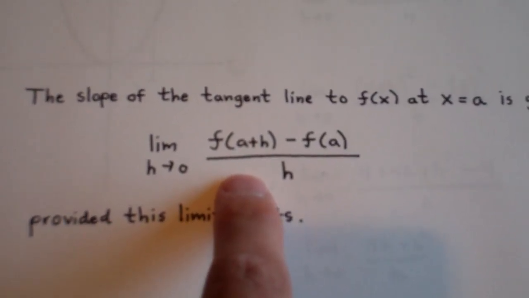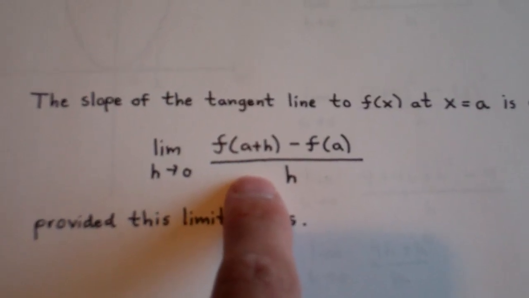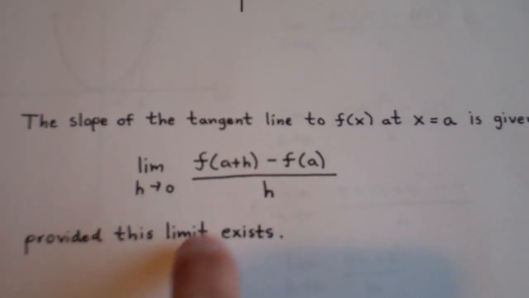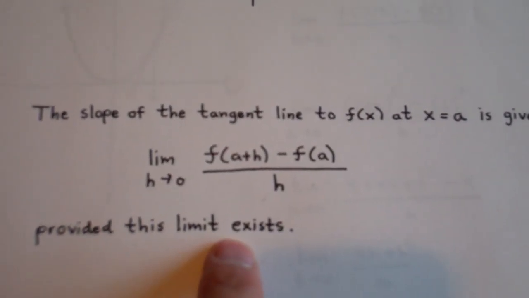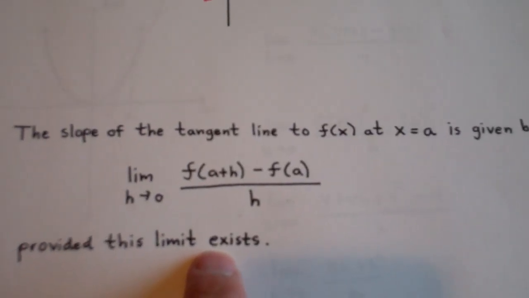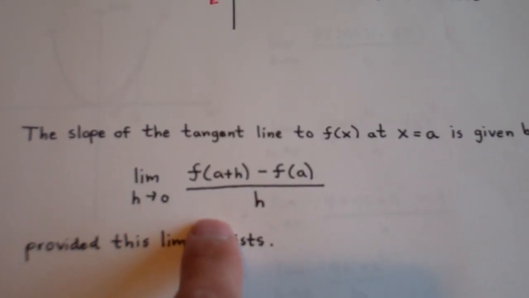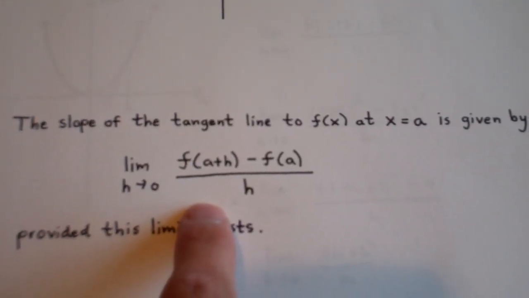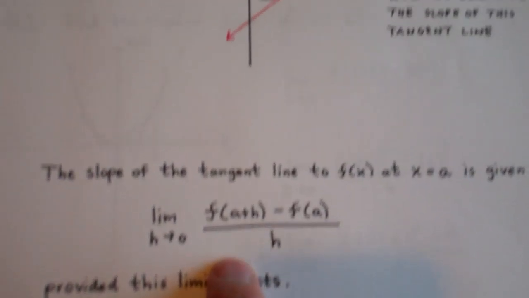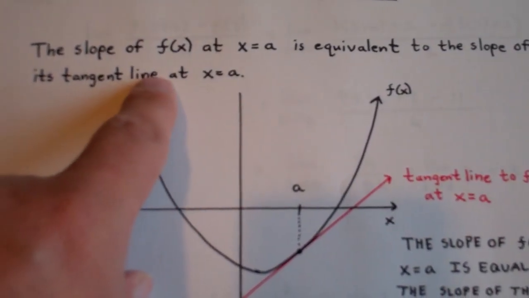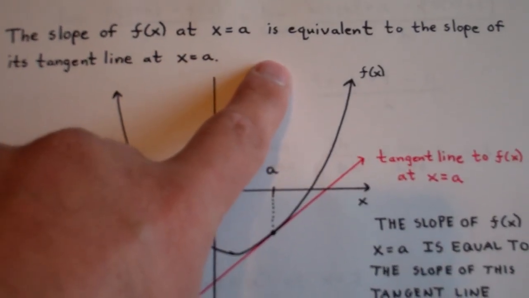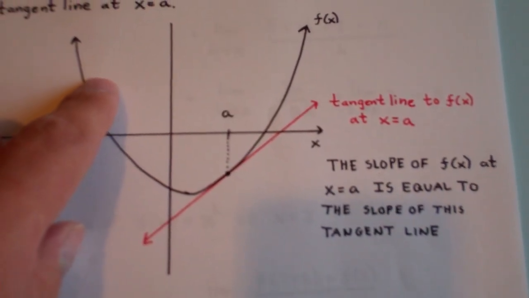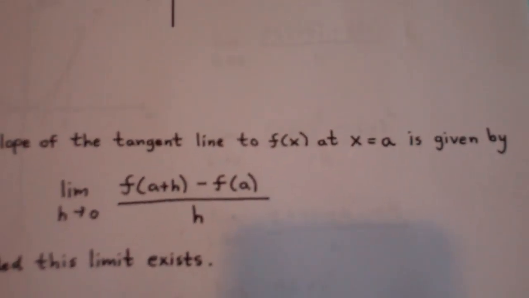And as I always tell my pre-calculus students, they're going to need to know how to evaluate these because it's necessary in calculus for finding the slope of a curve. And I also say here, provided this limit exists, because as we'll see in the future, there are some situations where this limit may not exist. Okay? So this is a formula for finding the slope of a tangent line to a function at any point. And as we set up here, the slope of a function at any point is equivalent to the slope of its tangent line at that point. Okay? So let's look at a sample problem.